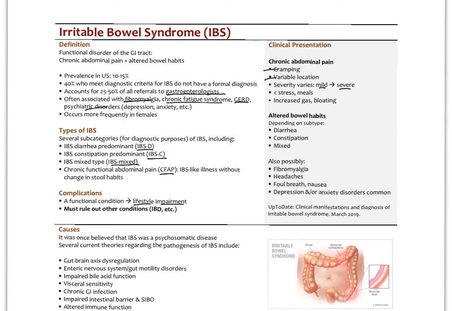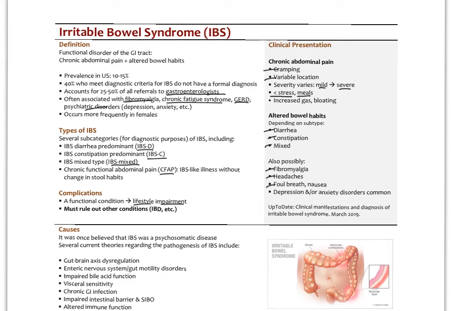Usually the common pattern is definitely worse with stress and worse with eating. So a lot of people stop eating and they'll lose weight because of that, not because it's cancer or anything, but because they're just not eating. And then increased gas and bloating. And then altered stool habits depending on the subtype, so diarrhea, constipation, or alternating between the two. And then again, maybe fibromyalgia, headaches, foul breath, nausea, depression, anxiety, or other mental health disorders.